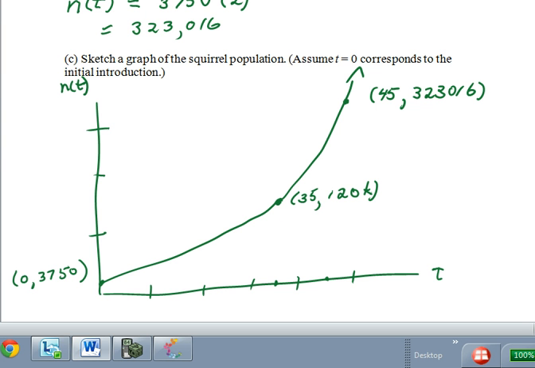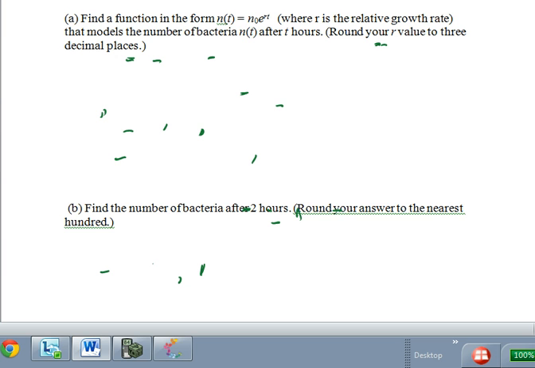Let's move on to the next problem, which deals with bacteria. And excuse me while I erase this. I am re-recording and thought that I had erased all my marks, but I have not.